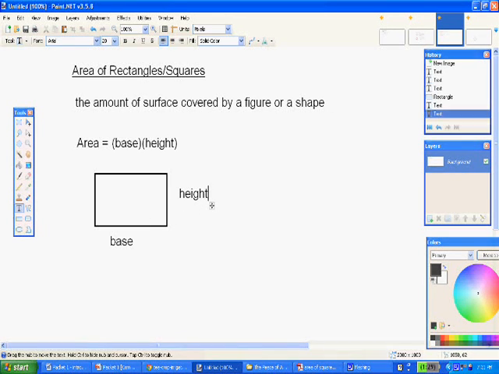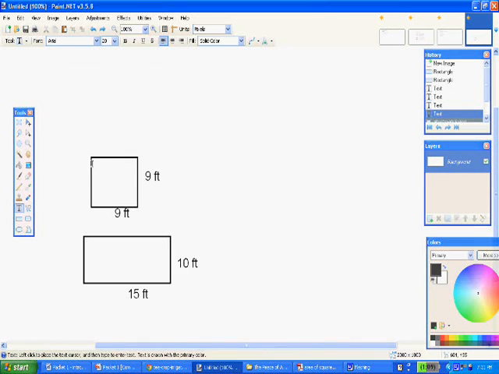Alright? So let's do an example with a square and an example with a rectangle. Okay? Go ahead and copy down these two examples on your paper. Pause your video, and then when you're done copying these, you can start the video again.